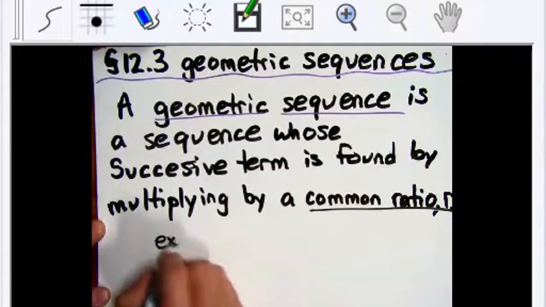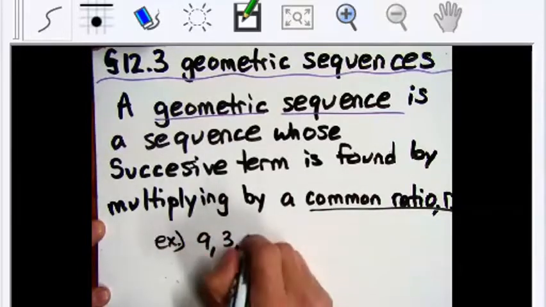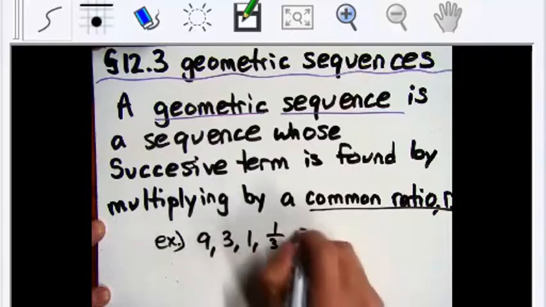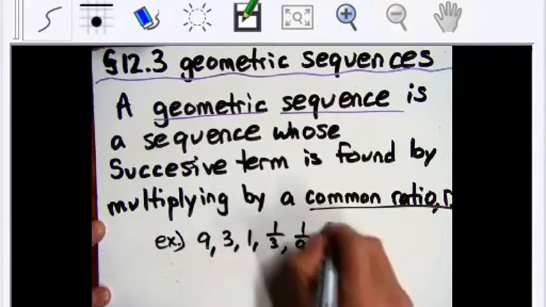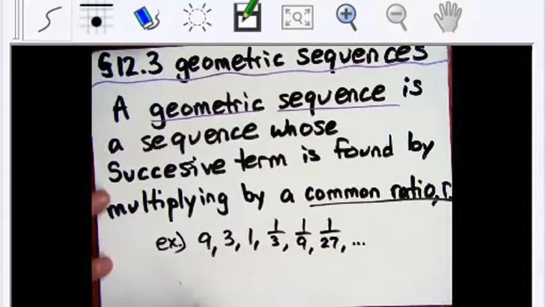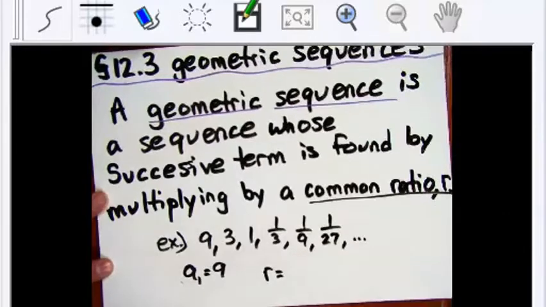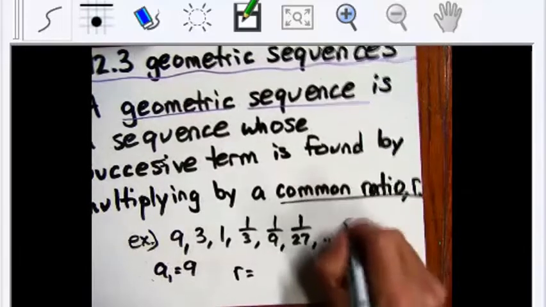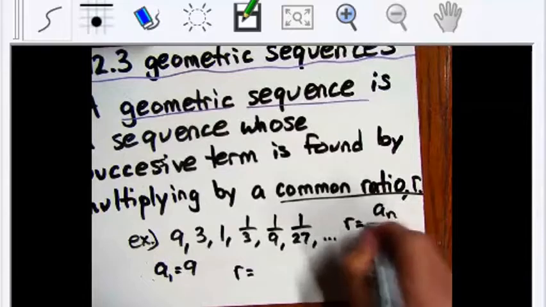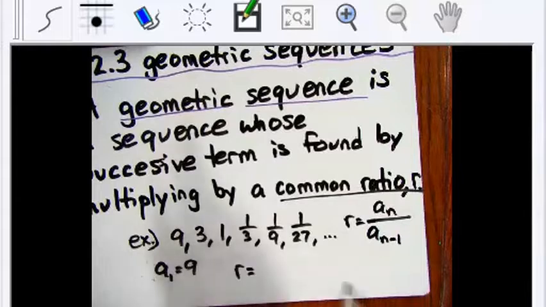So let's do something like 9, 3, 1, 1/3, 1/9, 1/27, dot, dot, dot. So here, again, a sub 1 would be 9. That's A. And my R value, look at what I had. The R is equal to some term divided by the previous term. So in this case, pick any of these terms.